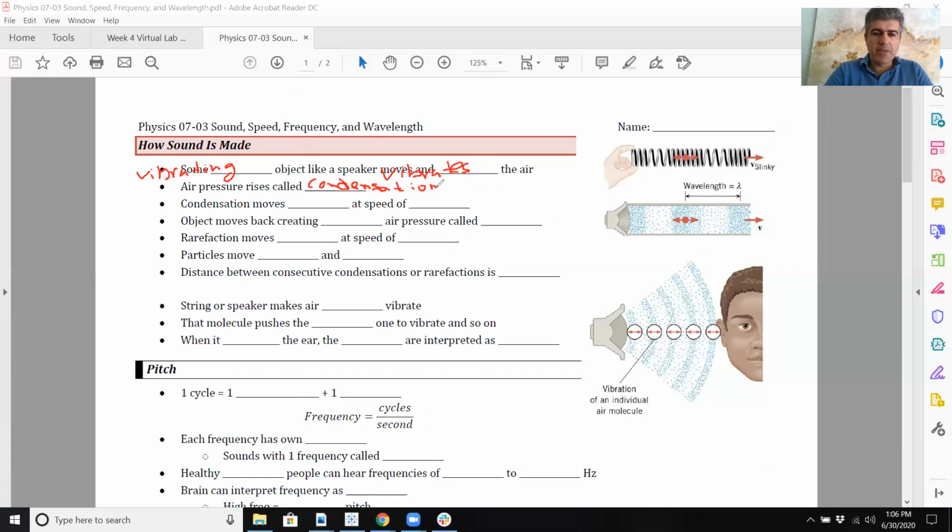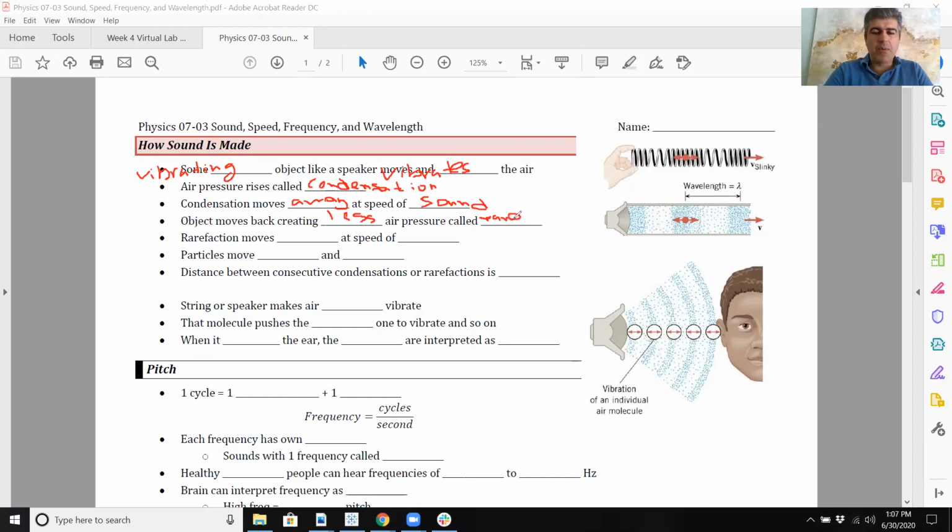So hard to write with your mouse. Condensation moves away at the speed of sound, so it follows the speed of sound. Objects moving back create less air pressure. That's called rarefaction. So these are some more facts.